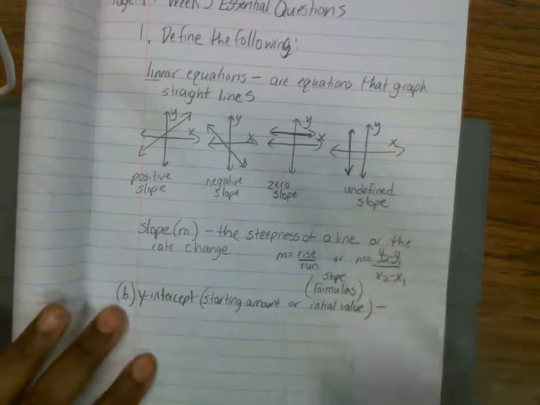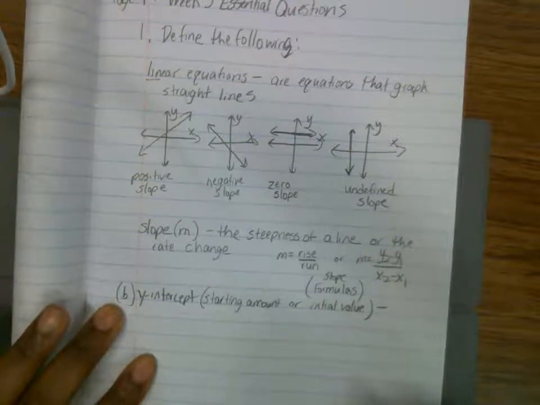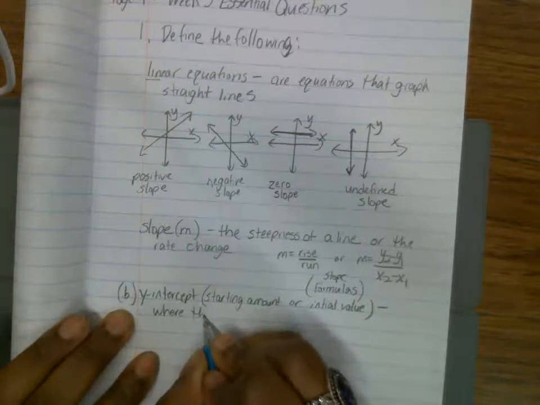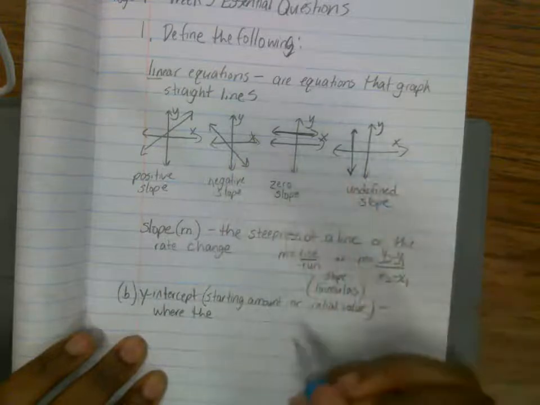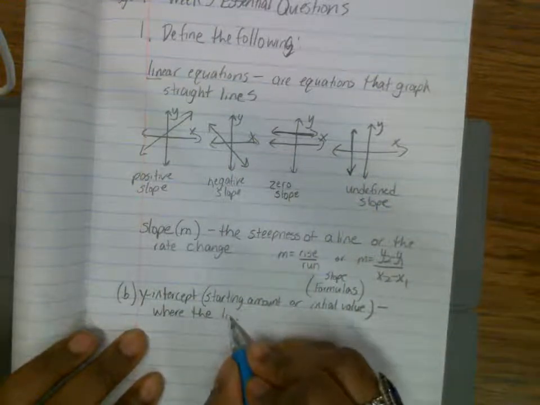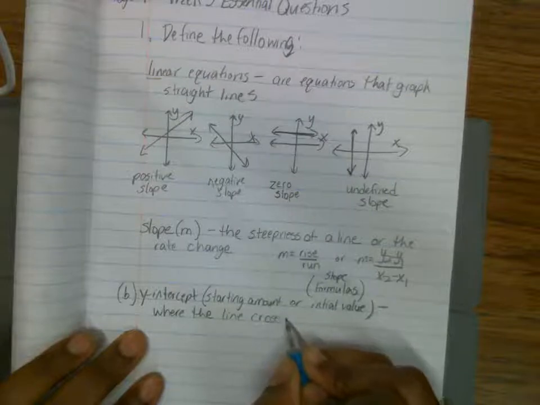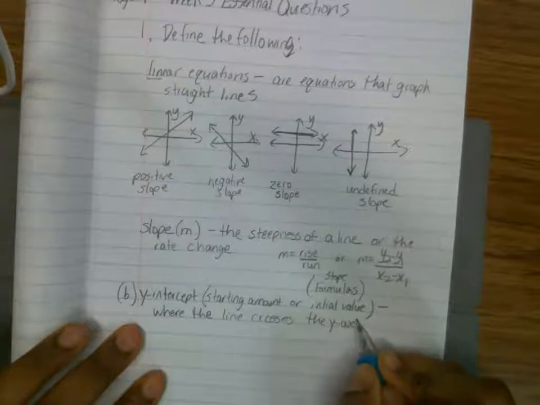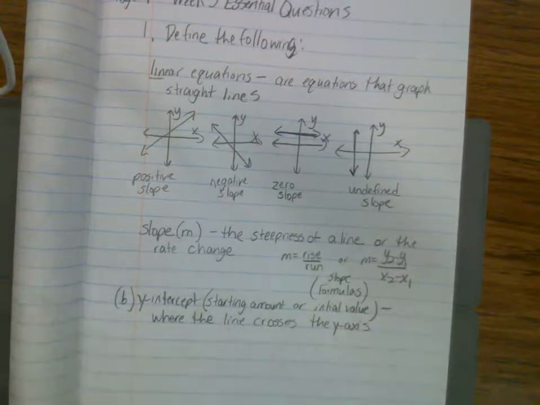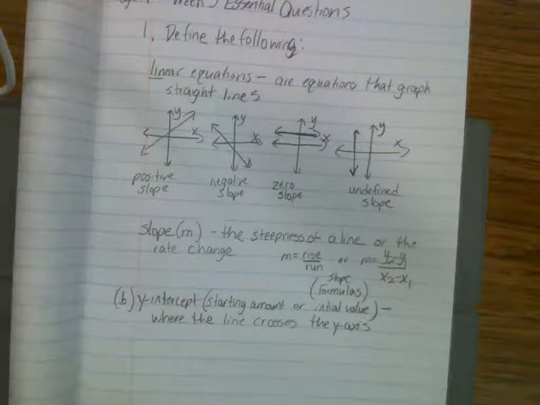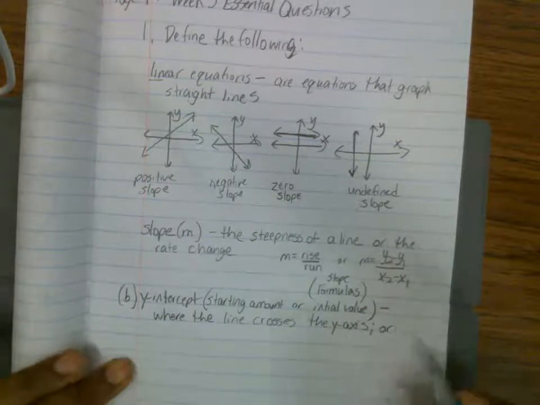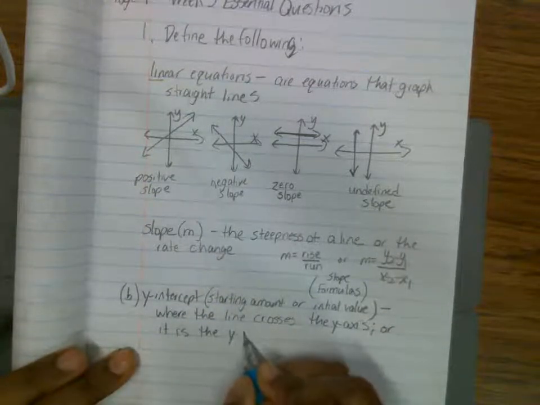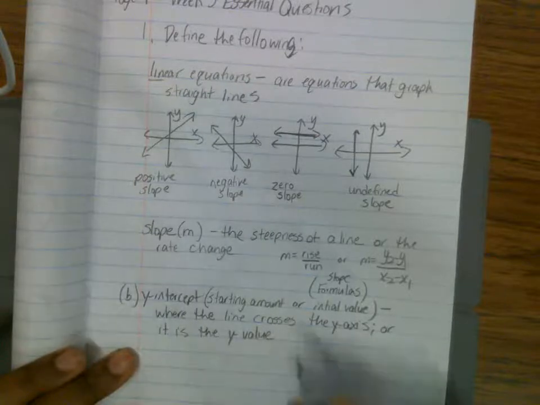The definition for the y-intercept is where the line, whatever the equation is, crosses the y-axis. That's your y-intercept. Intercept means cross. So wherever it crosses the y-axis, it is the y value when x is equal to 0.